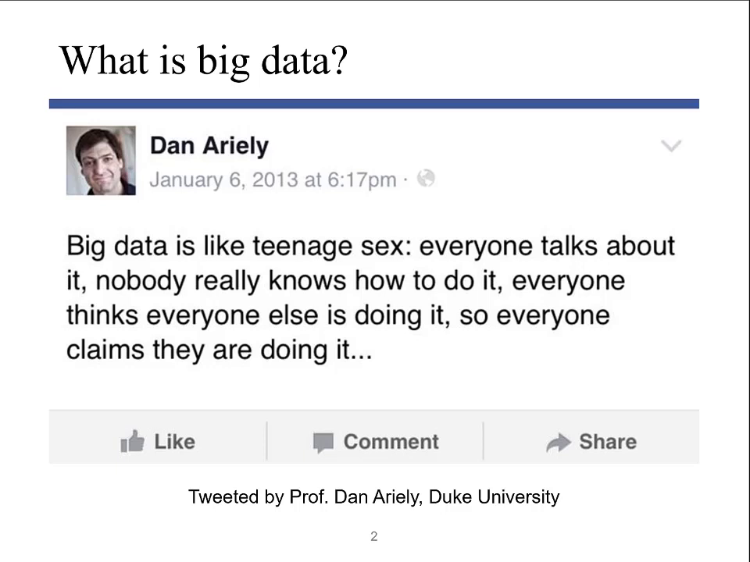So when we look at this tweet 7 years later, it is no longer that true. And also, Professor Dan Ariely from Duke University is not a computer scientist. He is an economist. So his understanding of big data 7 years ago is not touching the essential part of big data. And today, we do have a better and more accurate understanding of big data.